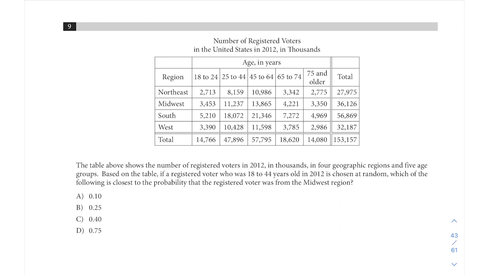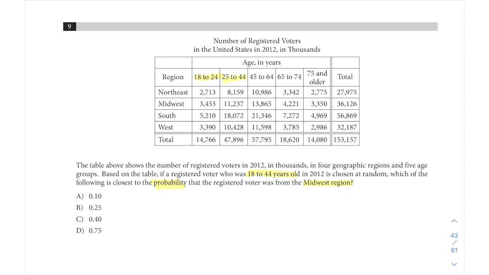Now we're going to move ahead and take a look at question 9, and this one has a pretty large table that looks rather complicated, so let's see what they're asking for. It says the table above shows the number of registered voters in 2012 in thousands in 4 geographic regions and 5 age groups. Based on the table, if a registered voter who was 18 to 44 years old is chosen at random, which of the following is closest to the probability that the registered voter was from the Midwest?